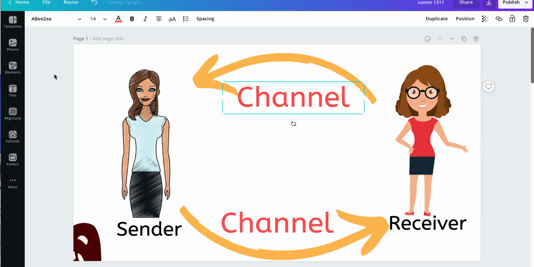All right, guys. So it's basically a cycle. It happens over and over and over. The sender sends something to the receiver, then the receiver sends something back to the sender, and that is the communication model. These are the terms that you will need to know. Sender, message, channel, receiver. Receiver, channel, sender. So that is a cycle.